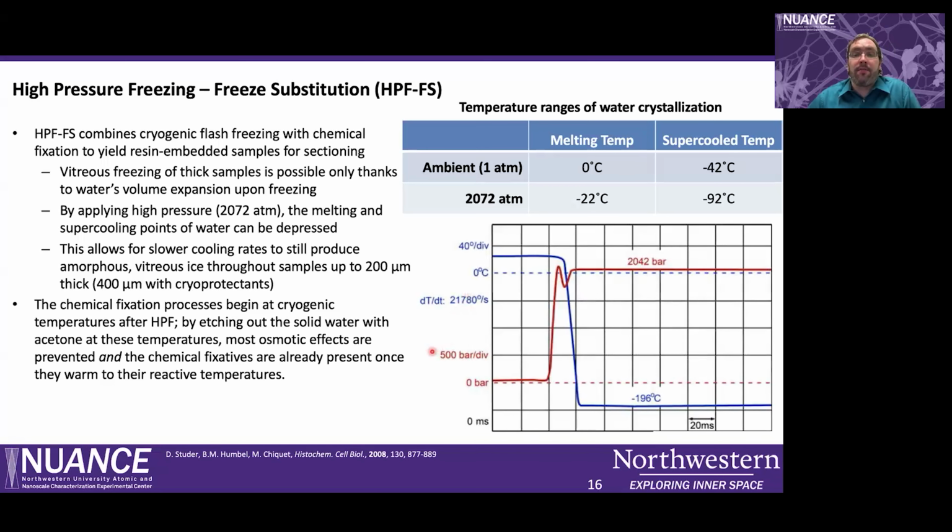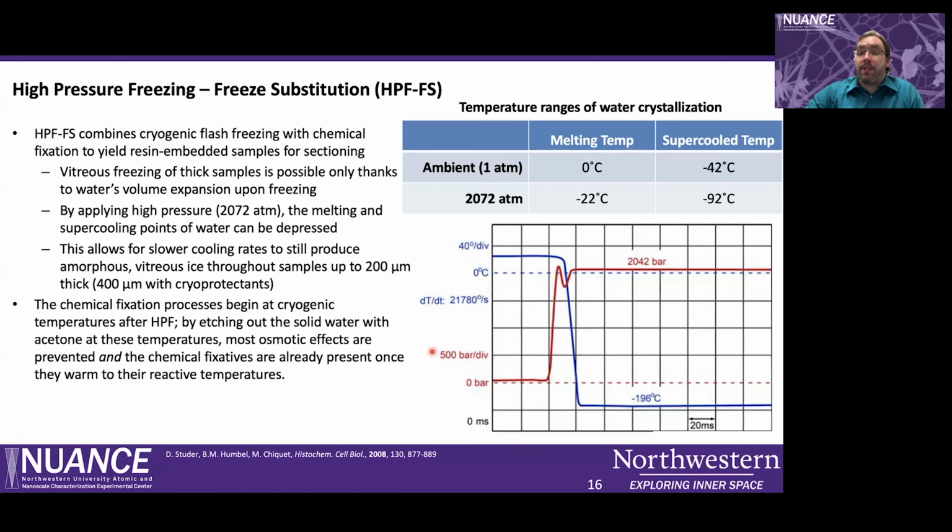So in the order of tens of thousands of degrees per second, while keeping your sample at very high pressure so that you have this prevention of ice crystals from forming. You then are able to begin your chemical fixation processes in high pressure freezing freeze substitution at those cryogenic temperatures.